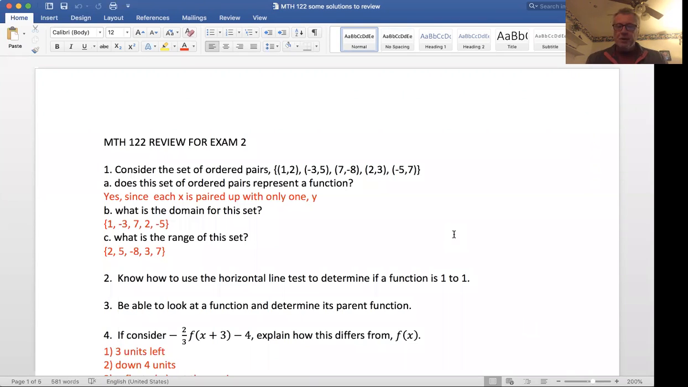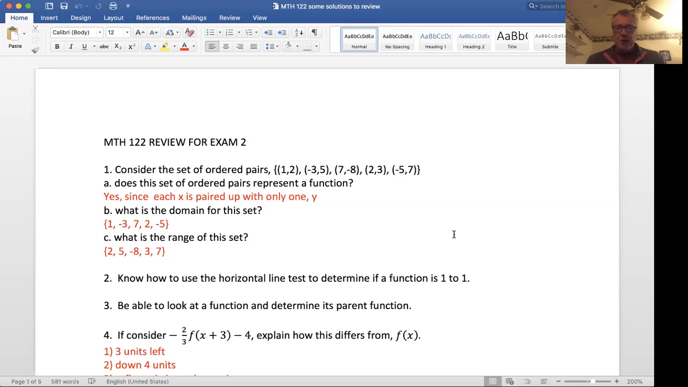So for it to be a function, every x has to be paired up with only one y. And so 1 is only paired up with 2. The x value of minus 3 is only paired up with 5. The x value of 7 is only paired up with minus 8. The x value of 2 is only paired up with 3. And the x value of minus 5 is only paired up with 7. So it is a function.